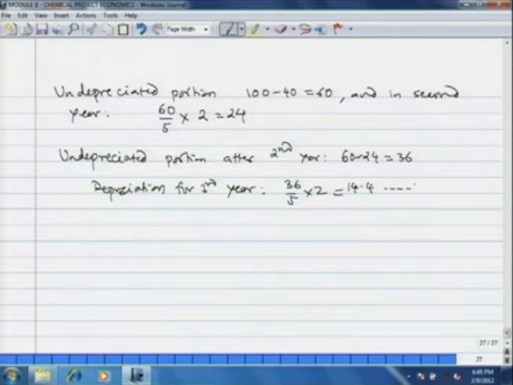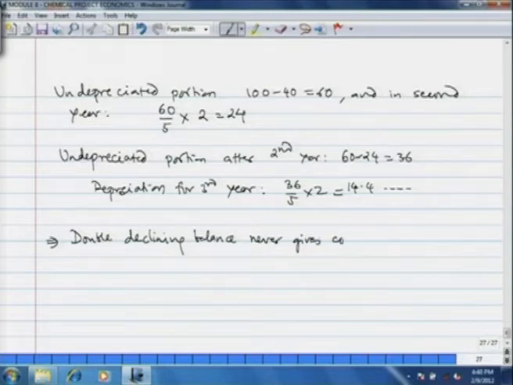Now the double declining balance method always takes a fraction of the remaining balance, therefore the asset is never fully depreciated. That point you note. Double declining balance never gives complete depreciation, as it takes the fraction of undepreciated amount each time.